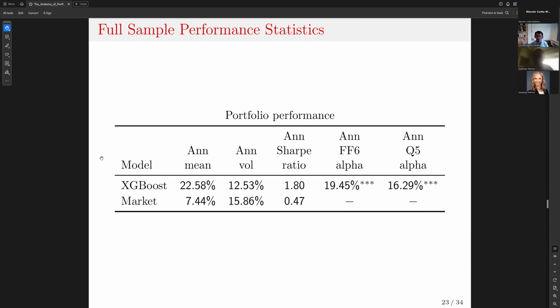Can I ask another question? Mm-hmm. Did you guys also check sub-periods, like the 2008-2009 recession period? Yeah, we'll get to that. Perfect, thank you.